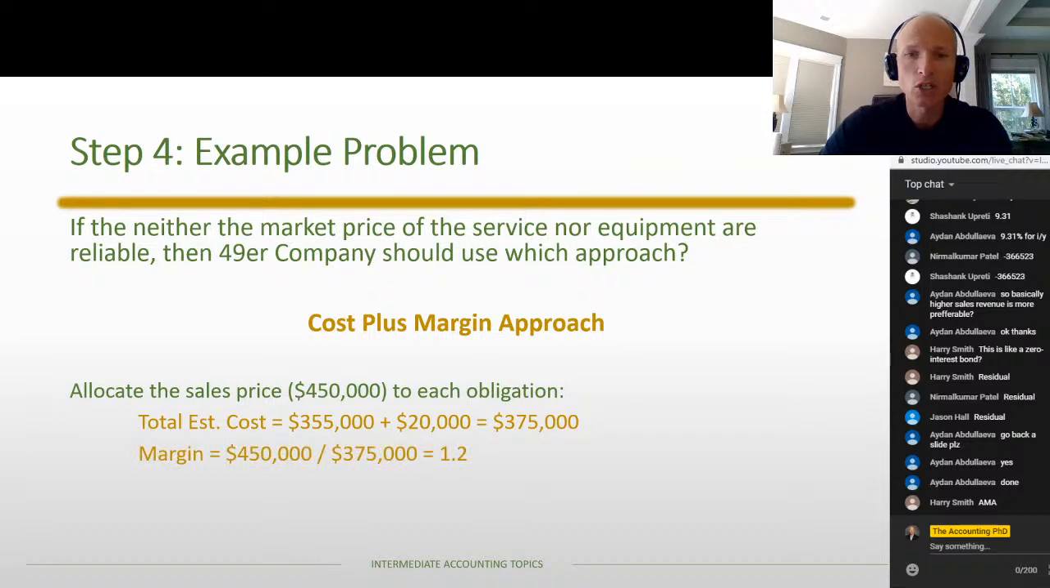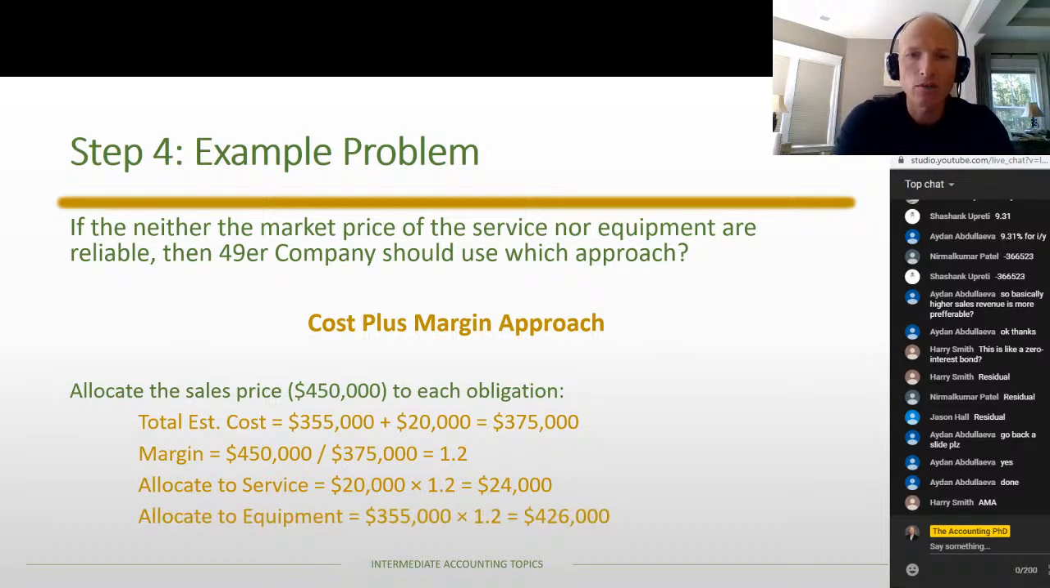So that means the margin is 1.2, because if we take 450,000 and we divide it by the cost of $375,000, that gives us a ratio of 1.2. So that's the margin. In other words, we're getting 20% above cost overall on this contract. And so what we're going to allocate to the service is we're going to take that margin and apply it to the cost of the service. And we're going to do the same with the equipment. We take the cost of the equipment and apply the margin to the equipment. And so you can see from this, we allocate to the service $24,000 and we allocate to the equipment $426,000. Again, this is the cost plus margin approach.